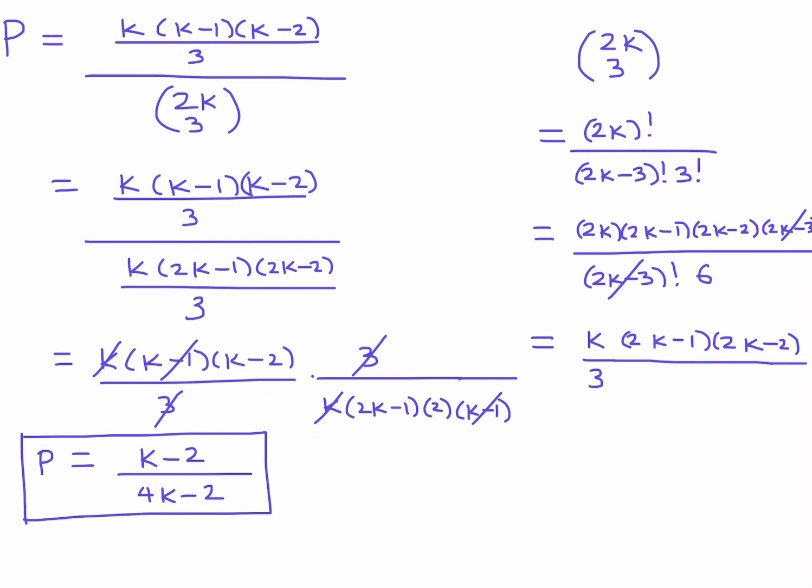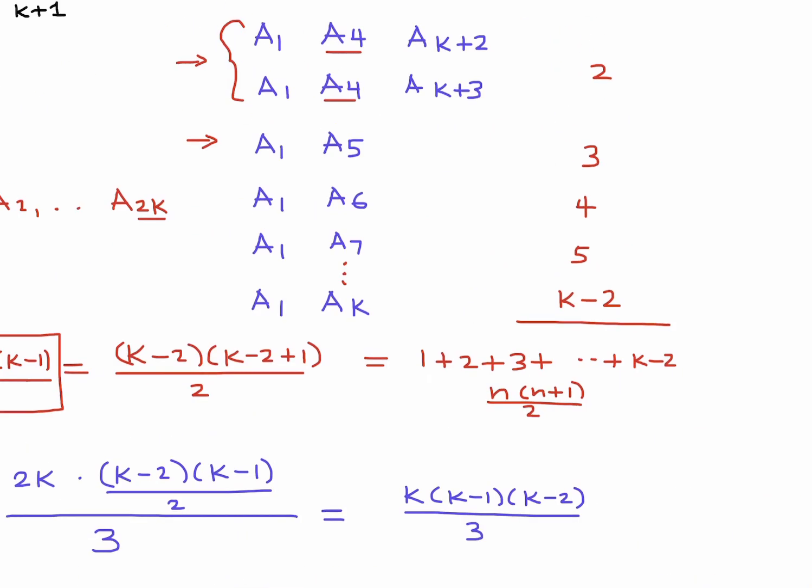of getting triangles when you have 2k vertices. So k minus 2 over 4k minus 2.